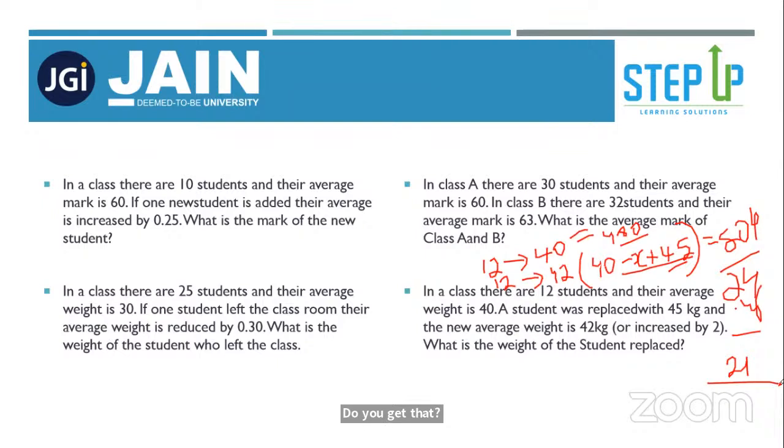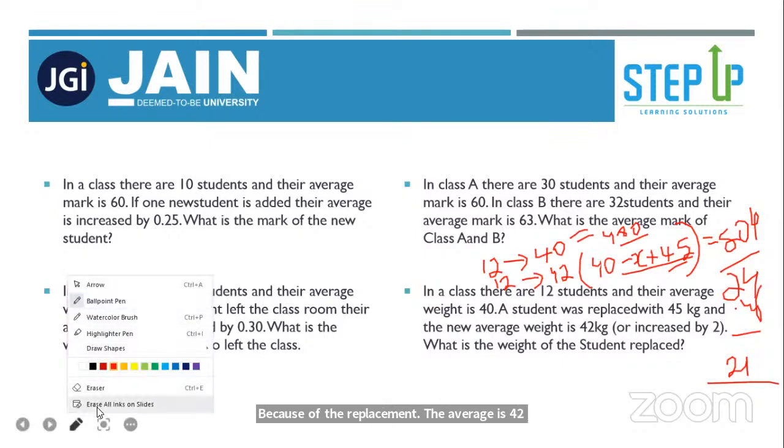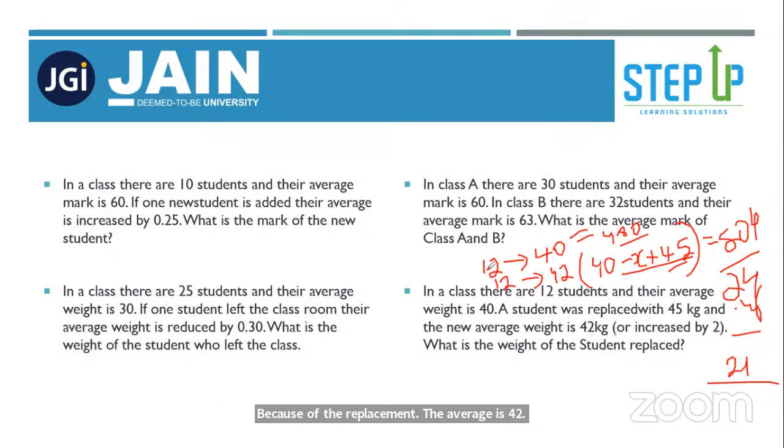Because of the replacement, the average is 42. So I'll explain this and give you another method also. 12 members, 40. Next is 12 members, 42. When that 45 was added, there are still 12 members. So one member removed and one member is there. So 480 total. When it is 42, it is 504 total. So subtracting them, you get 24. And the new member who joined is also subtracted to get the old member's weight. That is 21.